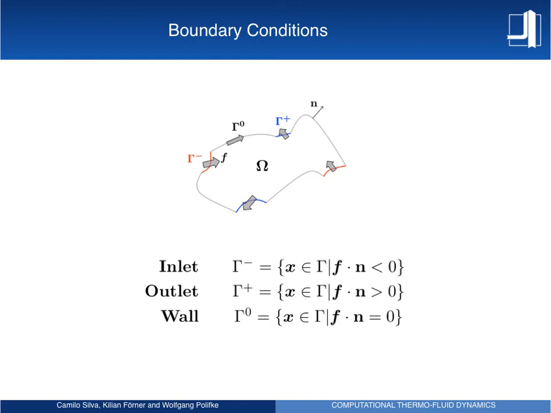And the last one is the wall. You may have a flux, but the flux is just going, let's say, tangential. Therefore, this is supposed to be 90 degrees. So in this case, the projection is going to be 0. And this is what defines the wall. So we don't have flux coming in, we don't have flux coming out.